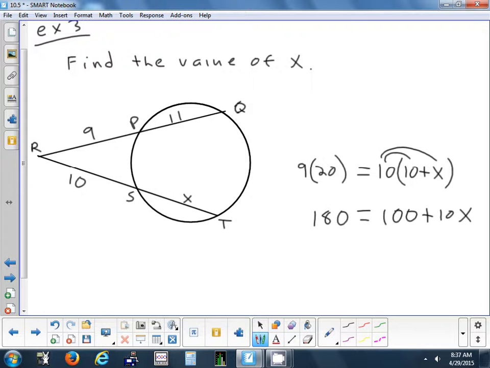So as far as the geometry part of this problem, geometry's done. You used your theorem to set up an equation. Now you've got to use your algebra. Use your distributive property, arithmetic, bring the 100 to the other side. Subtract it. Lastly, divide each side by 10. And what do you get for x? 8.